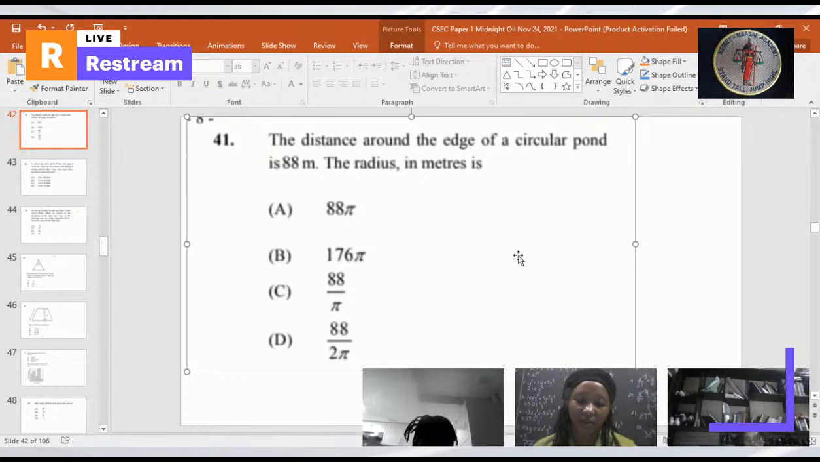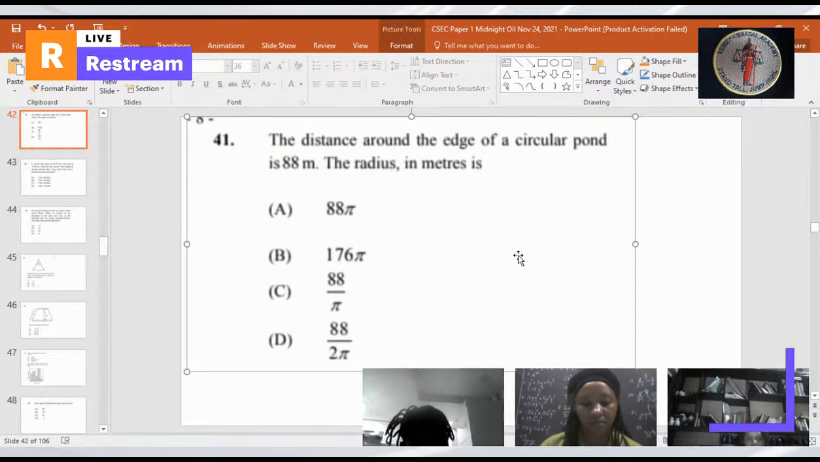Right. So it would be the circumference. They tell us the distance around the edge of the pond is 88 meters. That's the circumference. So they're giving us the circumference. They want the radius.